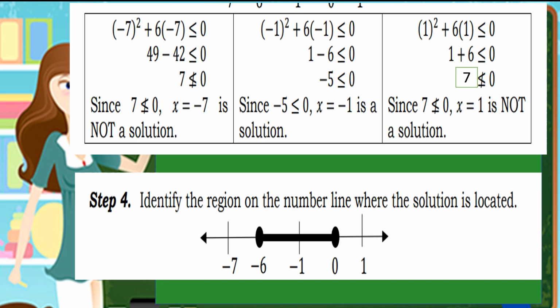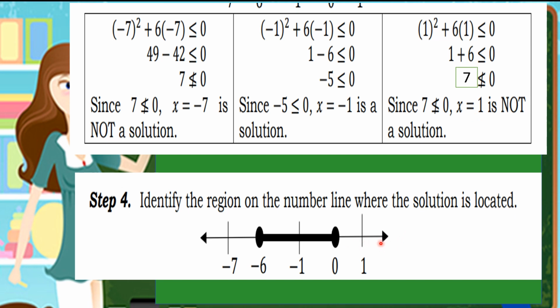Okay. So, step number 4, identify the region on the number line where the solution is located. So, since itong part na to is not the solution, edi hindi natin siya shadean. Itong part na to, yung negative 1, yung nasa gitna ay solution, yun lang ang ating isa-shade. Papakapalan lang natin. Kasi it means class that the values are here. Then, itong 7 is not less than or equal to 0, is not the solution, kaya siya ay walang shade.